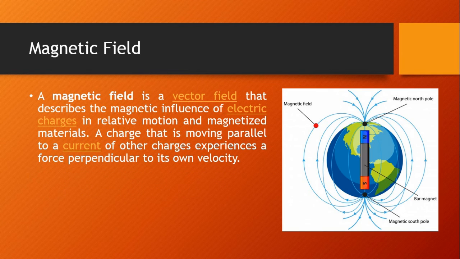Magnetic field. A magnetic field is a vector field that describes the magnetic influence of electric charges in relative motion and magnetized materials. A charge that is moving parallel to a current of other charges experiences a force perpendicular to its own velocity.